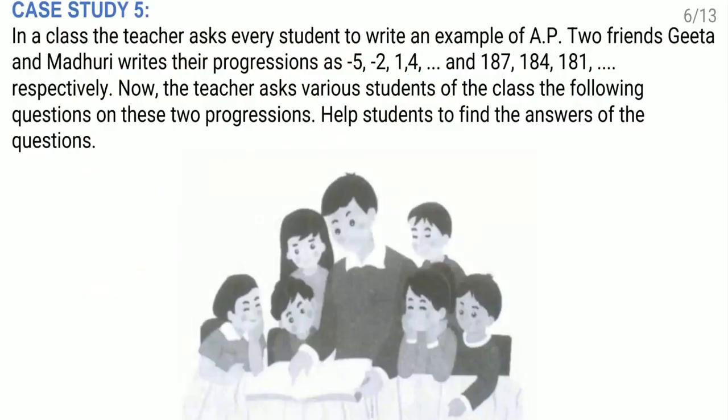Case study based question 5. In a class, the teacher asks every student to write an example of AP. Two friends, Geeta and Madhuri, write their progressions as -5, -2, 1, 4 and so on, and 187, 184, 181 and so on, respectively. Now, the teacher asks various students of the class the following questions on these two progressions. Help students to find the answer of these questions.